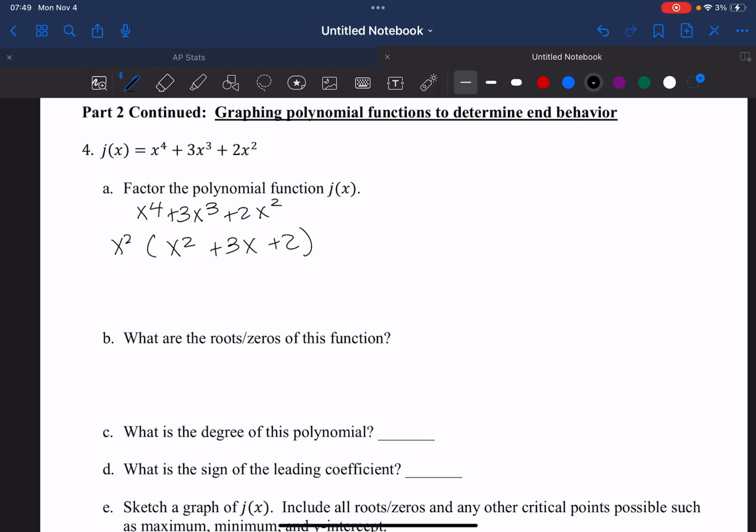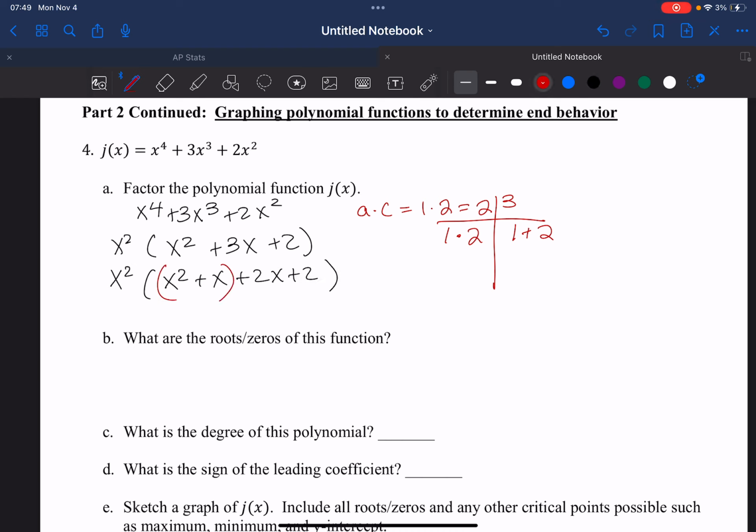Notice that what I'm left with can easily be factored by the AC method. I do A times C, which is 1 times 2, and I get 2. So I need two numbers that multiply to 2 but add to our B value of 3. Those numbers are 1 and 2. Then I rewrite this as x squared plus x plus 2x plus 2. And then I divide this into two parentheses with the first two terms and then the last two terms, and I take out a GCF from each.